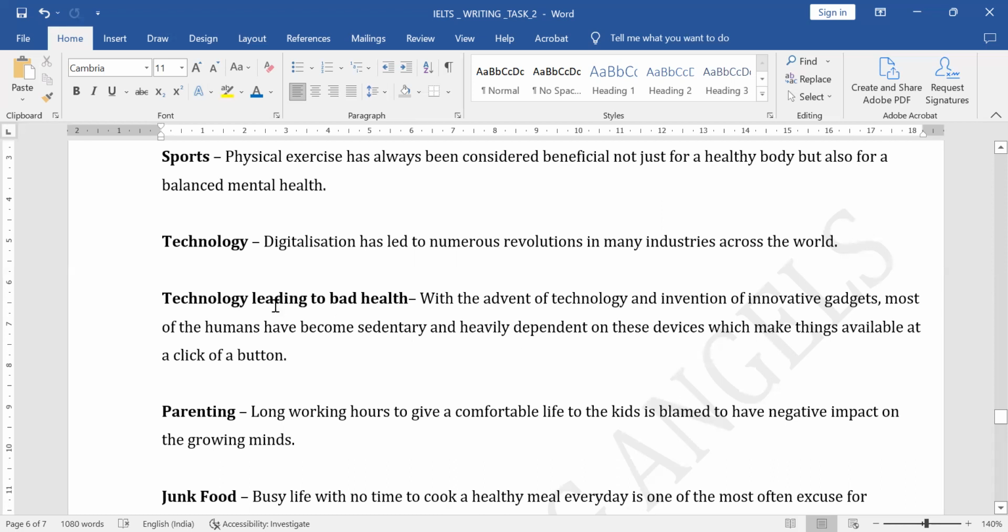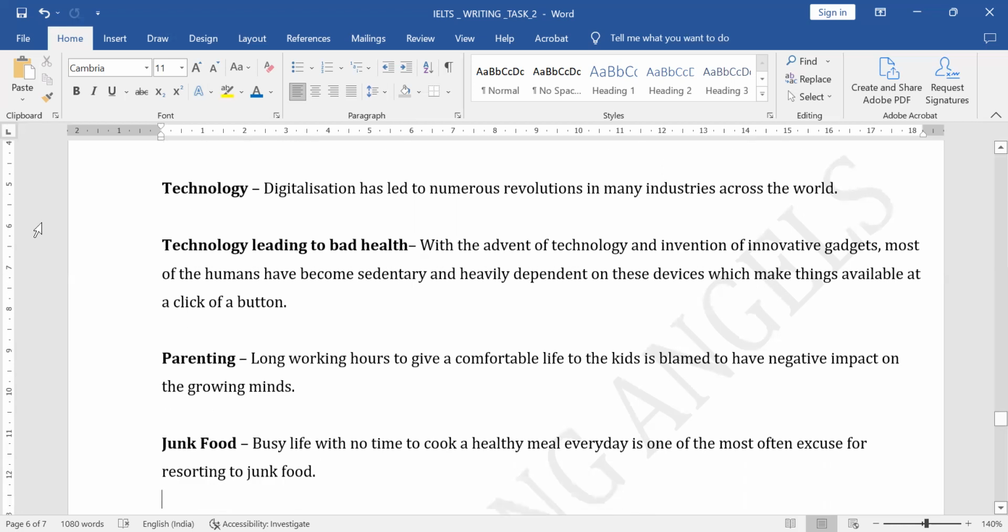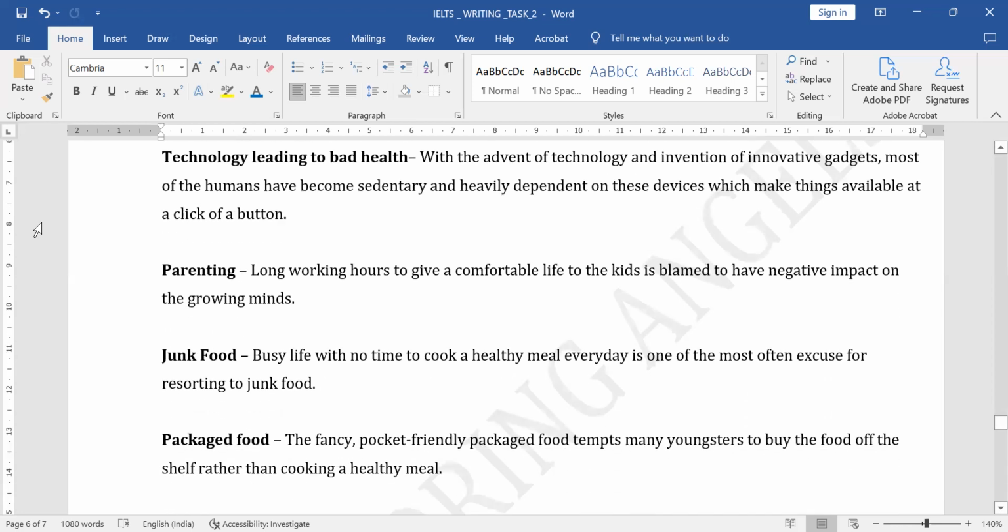So that's the technology, and that leads to a sedentary lifestyle, and that's how the topic moves from technology to bad health. How we are blaming the technology for the bad health. All right. Then, Sachin, can you read the next topic?